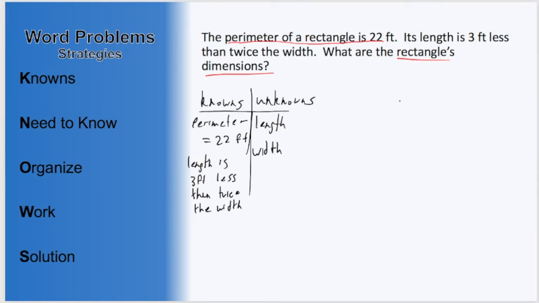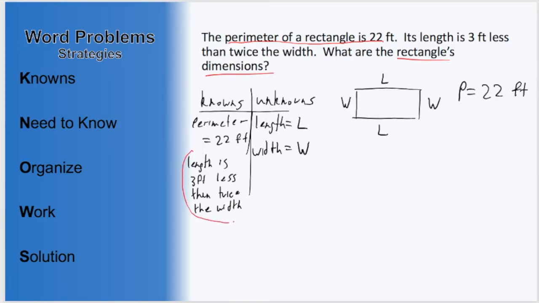No values are given for those sides, so let's assign some variables. For the length, we'll call it L, and for the width, we'll call it W. Now to organize, let's draw our diagram of this rectangle. We will call this bottom side the length, and the right side the width. For a rectangle, the opposite sides are the same length, so the top side is also L, and the left side is also W. We can say the perimeter, or P, is going to be that 22 feet we were given.